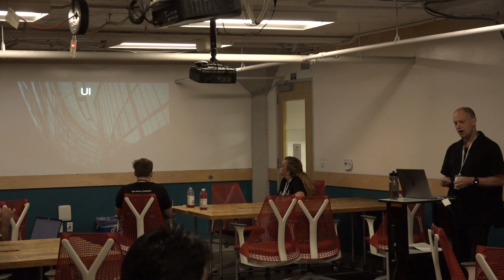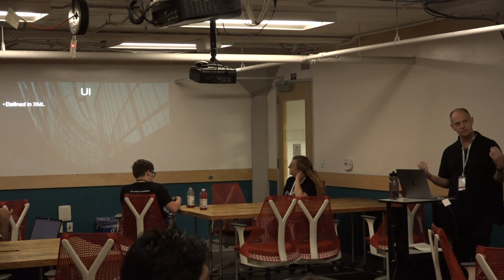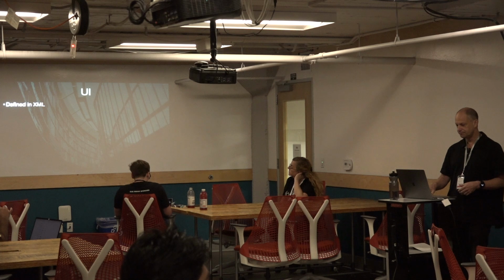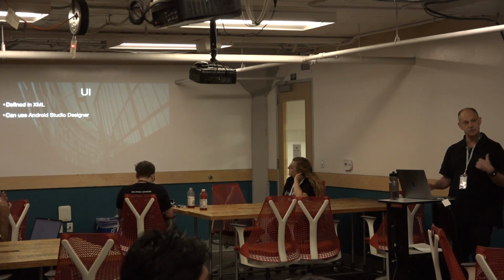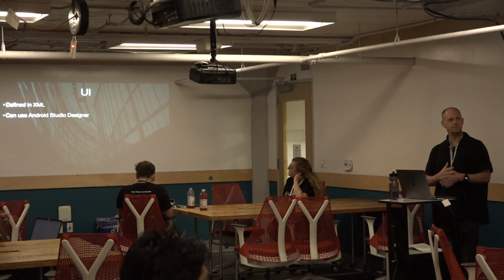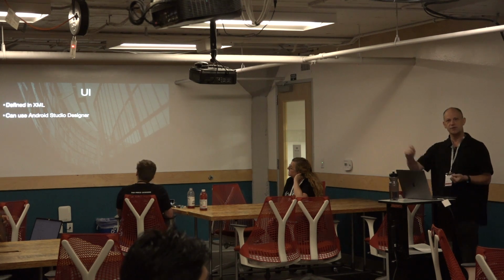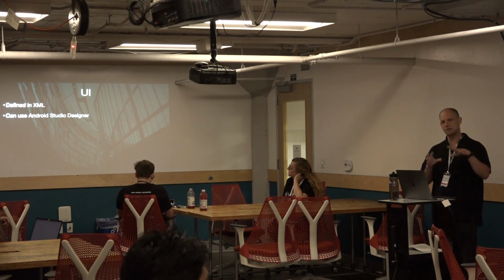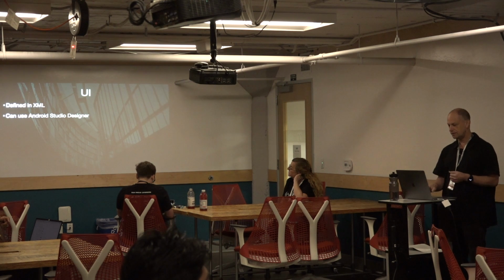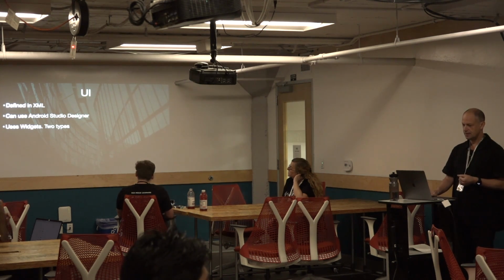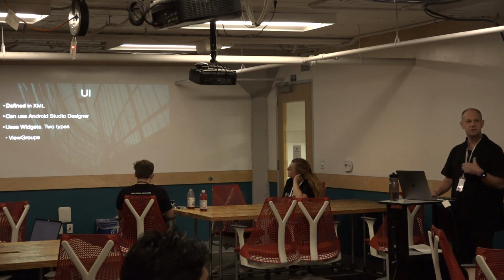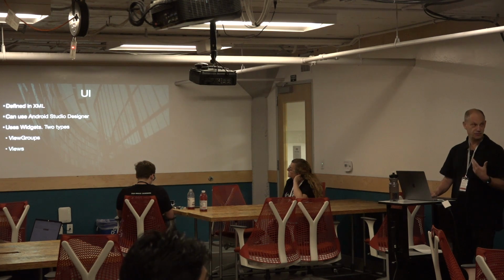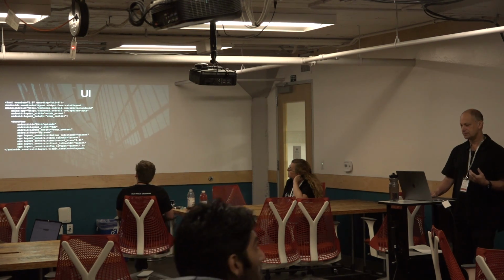So let's talk about the UI. Again, we mentioned that it was defined in XML. You can use the Android Studio Designer, which is a really nice GUI layout where you can drag and drop different elements. You can add text views and different things like that. And there's different types of widgets. So there's two types. There's view groups, and those are your containers. And then there's views, which are the actual items.